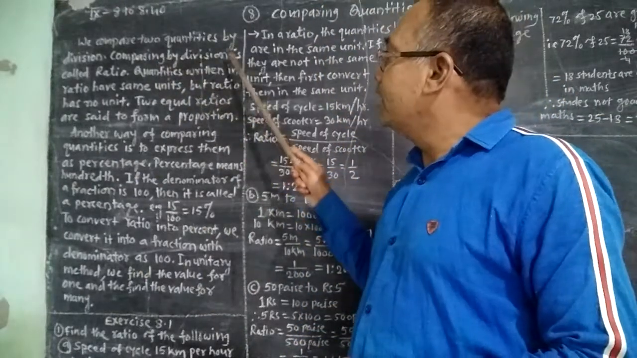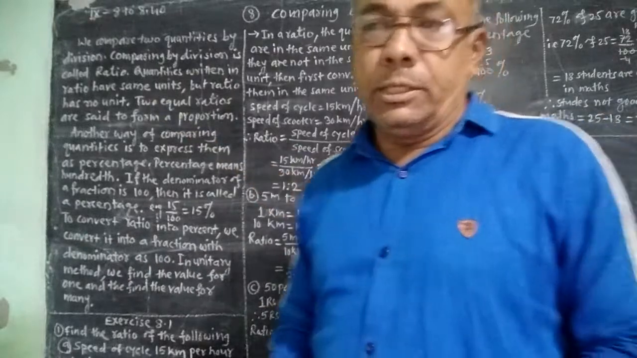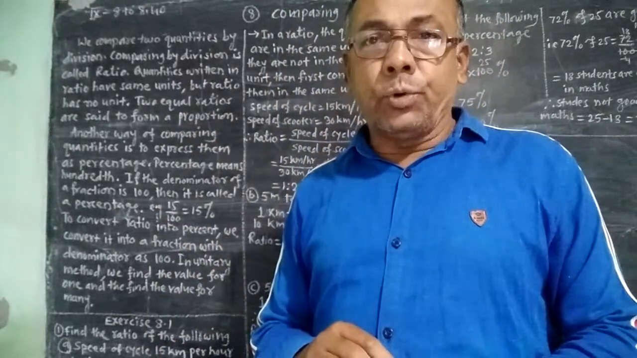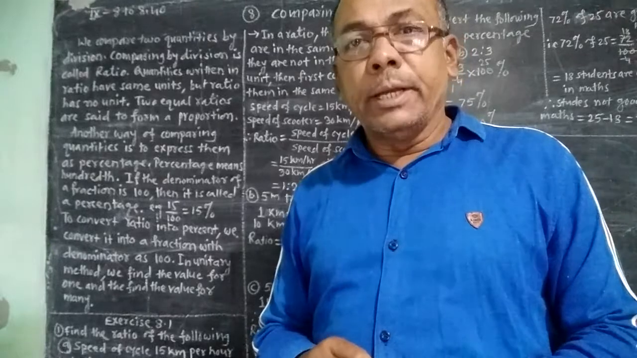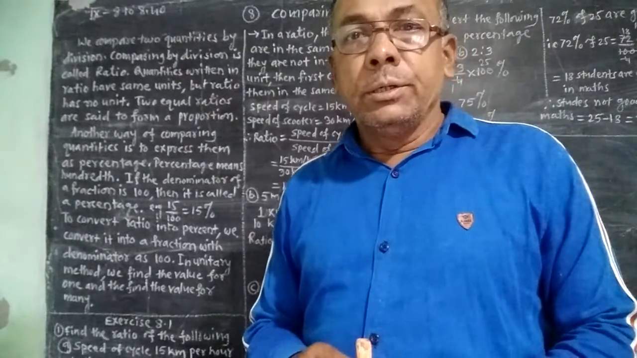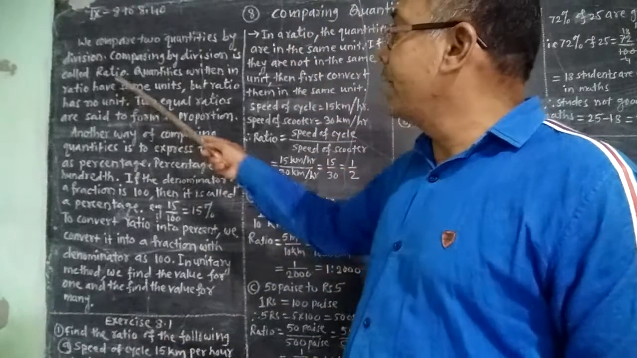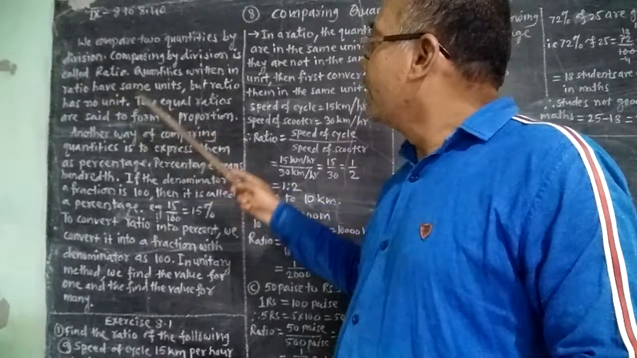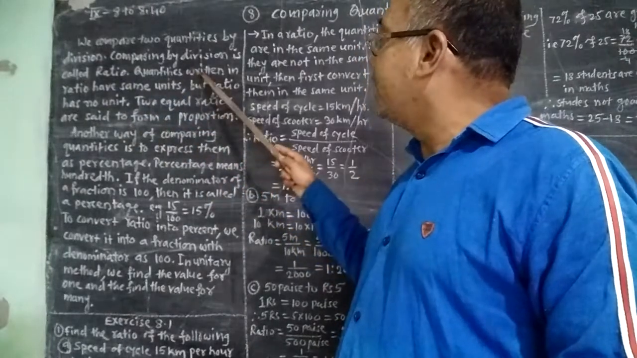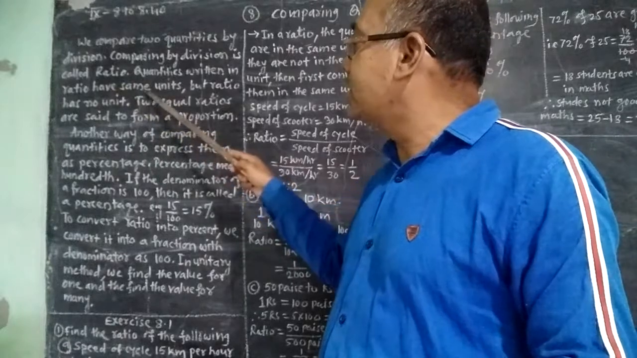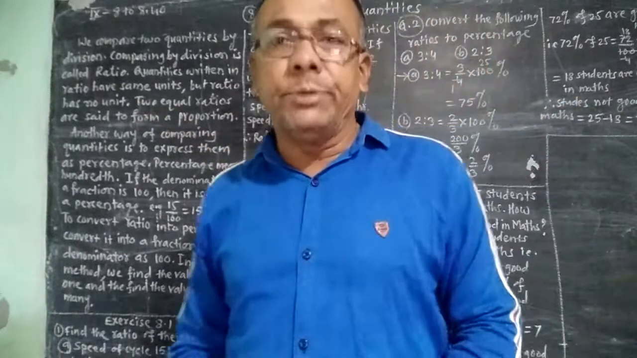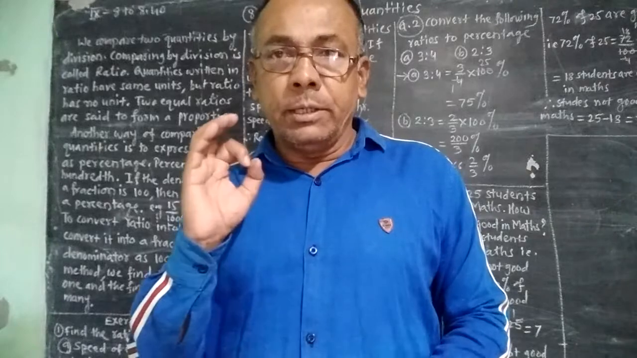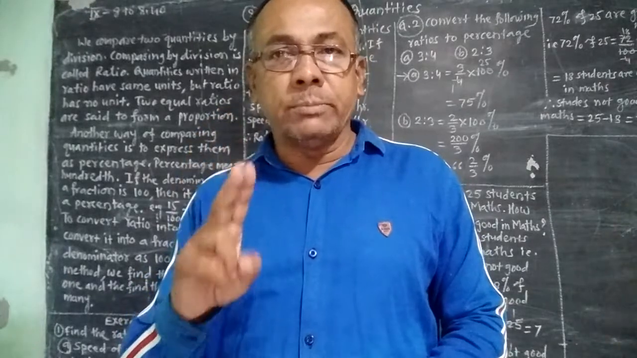Comparing by division is called a ratio. Means if we compare or divide the two quantities, then it is known as the ratio. Ratio means division of the two quantities. The quantities written in a ratio have the same unit, but for the division we must know that the units of both the quantities must be the same.